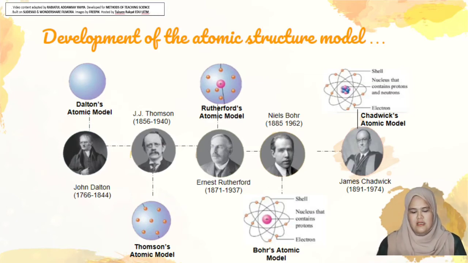The next model is Bohr's atomic model. The scientist who discovered this model is Niels Bohr. According to Bohr, electrons in an atom move in shells around the nucleus. And the latest model that we use nowadays is the Chadwick atomic model. The scientist behind this model is James Chadwick. Chadwick discovered neutral particles, that are neutrons, in the nucleus. Neutrons contribute almost half of the mass of an atom.